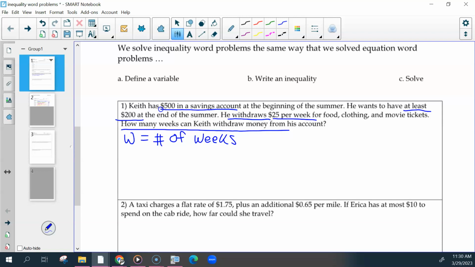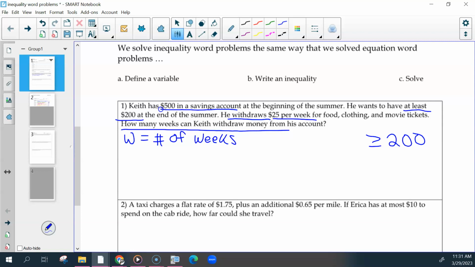And then we have to see which of these numbers would be the total. You would think this one because it's more, but because this is the amount he wants at the end of the summer, that's what we need, the 200. Which symbol would tell us at least? Greater than or equal to. So when we write that symbol, whatever our inequality equation is has to be greater than or equal to 200. That's how we're going to set that up.